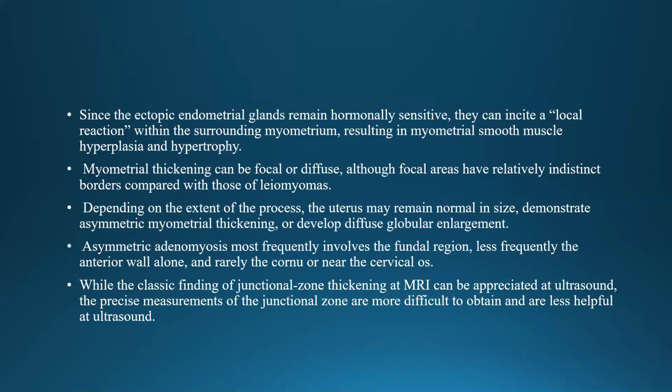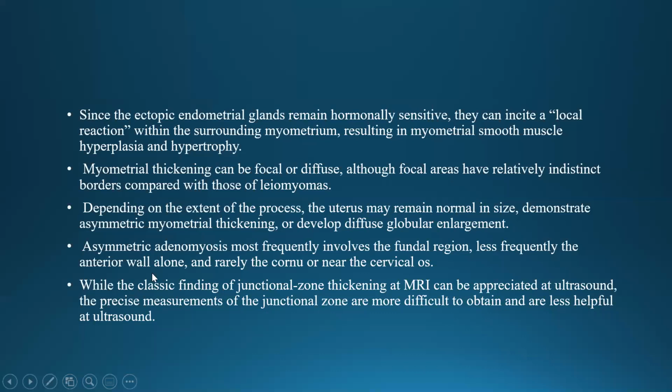So the myometrial thickening can be focal in one part, or it could be throughout the myometrium, which we call diffuse. Although focal areas have relatively indistinct borders compared with those of the leiomyomas, and I have one complete slide to explain to you the difference between the fibroid or the leiomyoma and the adenomyosis. It depends on the extent of the process that the uterus may remain normal in size, demonstrate asymmetric myometrial thickening, or even develop the diffuse globular enlargement of the adenomyosis.